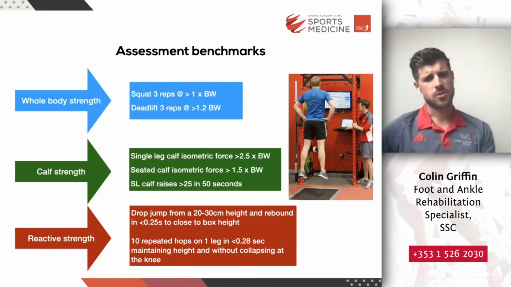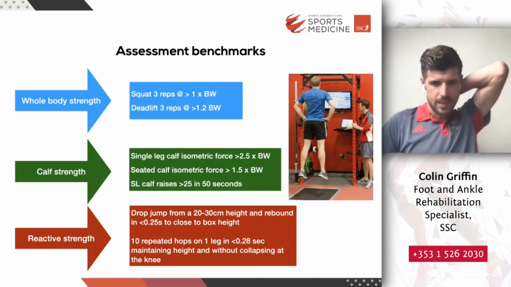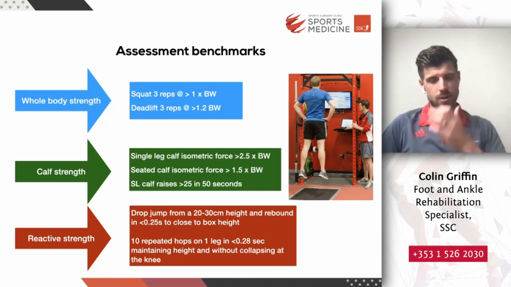And if you look at reactive strength or their plyometric ability, we might test them doing a drop jump where they'll maybe drop off a 20 to 30 centimeter box height and try to rebound in less than a quarter of a second and try to achieve the height of the box that they dropped off or close to that. Or we might get them to hop on one leg and be able to do 10 hops on one leg while maintaining the time on the ground per hop in less than 0.28 of a second, without bending the knee too much. So try to use your ankle to hop.